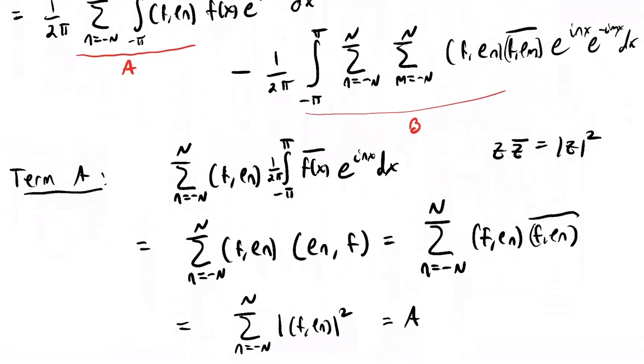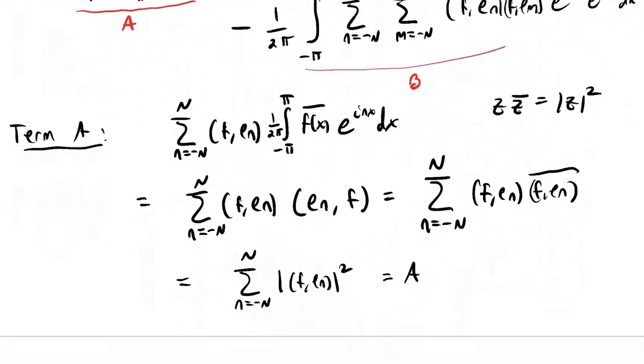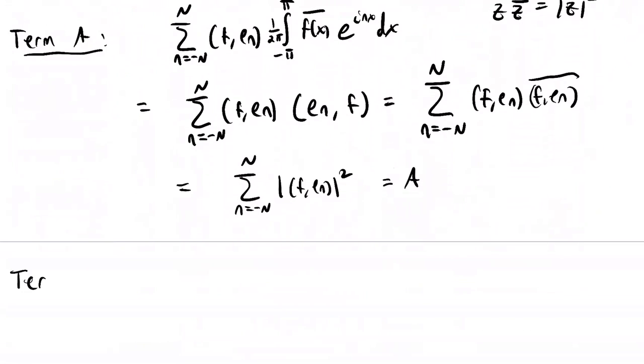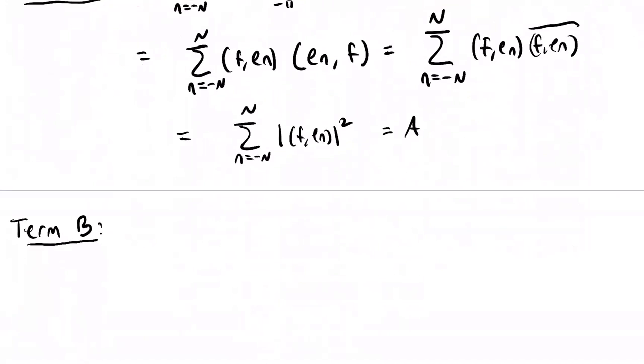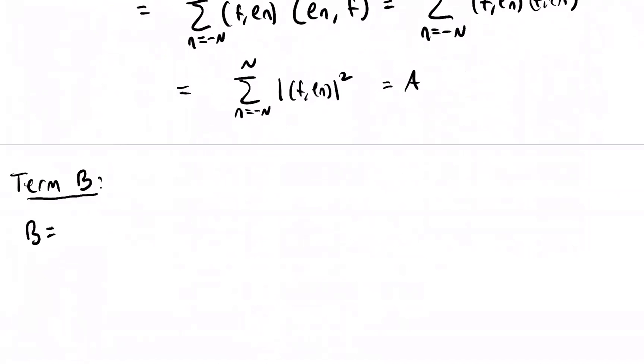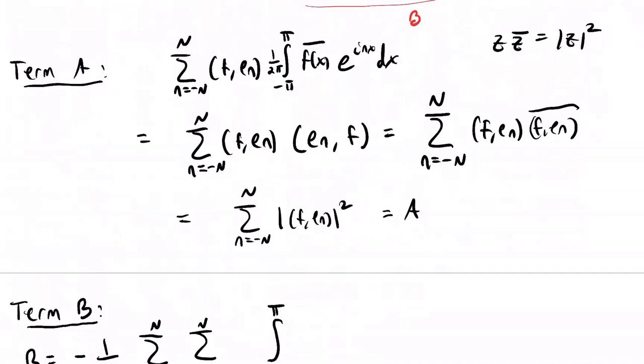Now it suffices to show that B is the negative of the sum, and so we're going to show that. What do we end up with if we look at term B? Now I have an integral of a double sum. Just like with a single sum, I can switch the order of the integral with the double sum. And so term B is equal to negative 1 over 2 pi, then the sum from n equals minus N to N, and then the sum also over m in the same range, integral from minus pi to pi of what's left over.